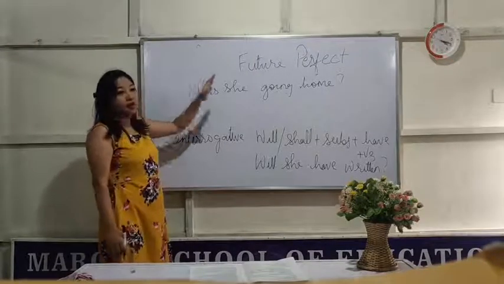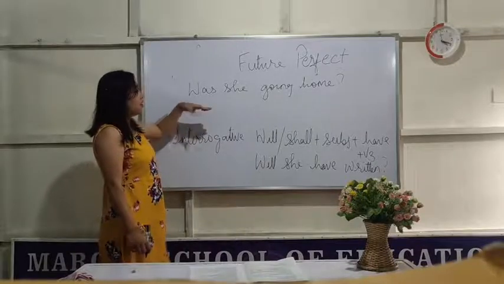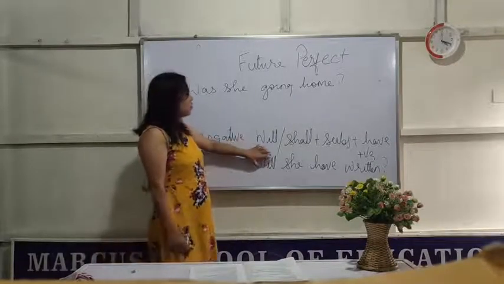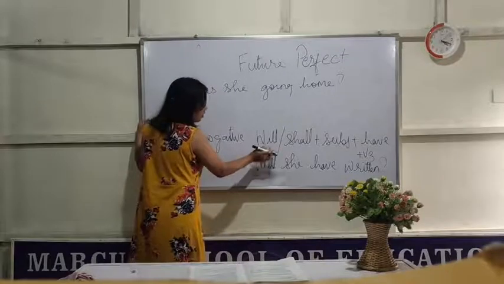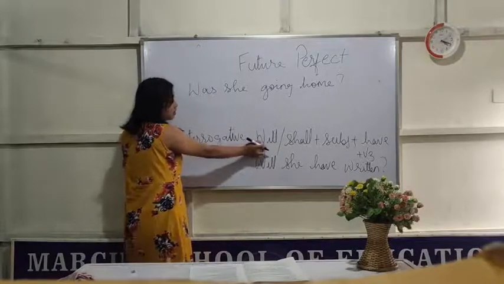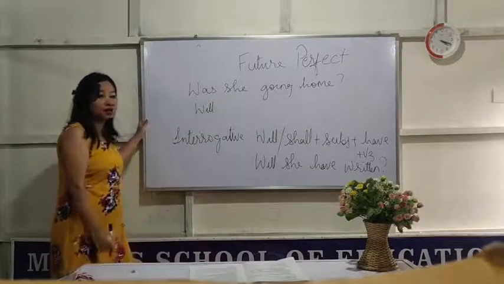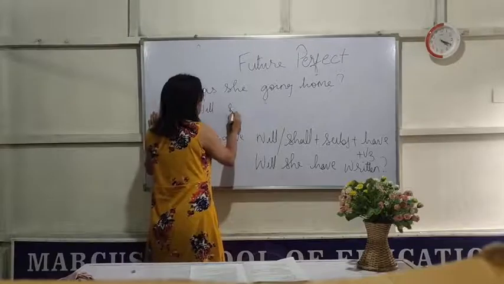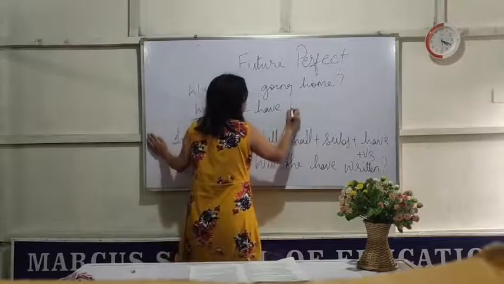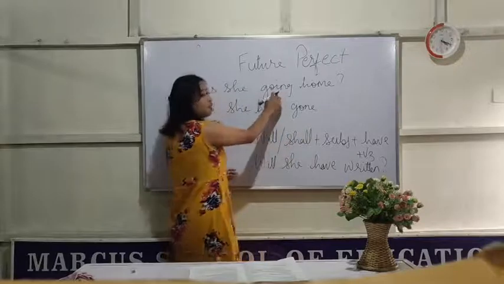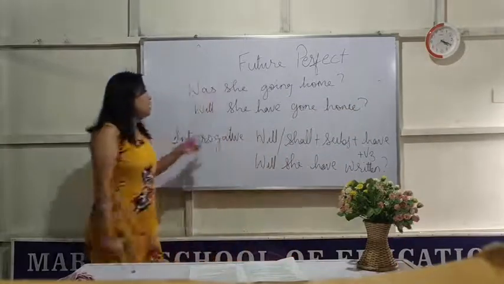The third one, we know that it is past progressive, past continuous. This word structure really helps me. I have to cut out this one because this one is only an auxiliary verb. We also have a modal auxiliary here, will or shall. Will she, after that have. Will she have gone. This one is the main verb, so I have to change it into gone home. Will she have gone home?